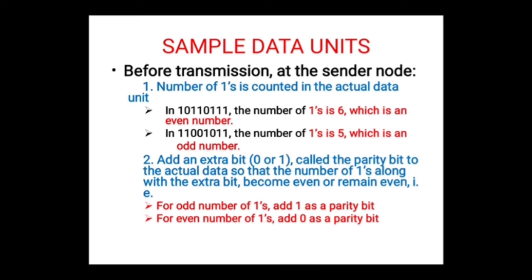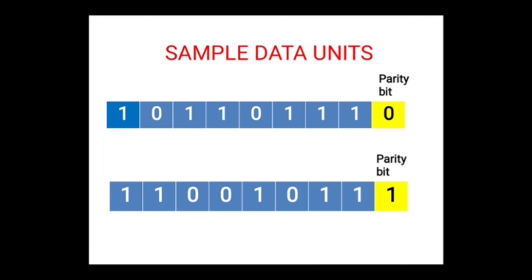So now, because my ones are 6, which is an even number, my parity for the first data sample is 0. Fine. And for the second, let's count the number of 1s. 1, 1, 1, 1, 1. There are 5 ones in this data. So my parity becomes 1 because we need to make it an even parity. Fine. An extra bit is also called a parity bit. For an odd number of 1s, add 1 as a parity bit. For an even number of 1s, add 0 as a parity bit.